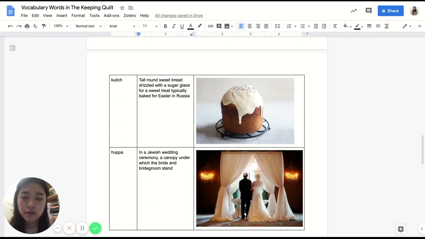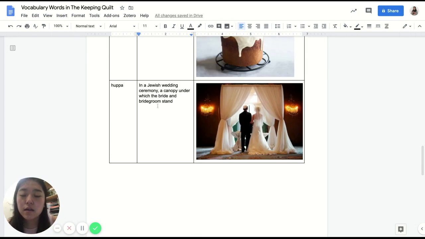Now, kulik is a tall, round sweetbread drizzled with a sugar glaze for a sweet treat, typically baked for Easter in Russia. So it's a Russian traditional cake. It's also the cake that's described in our text as having fruit and a sweet glaze on top.